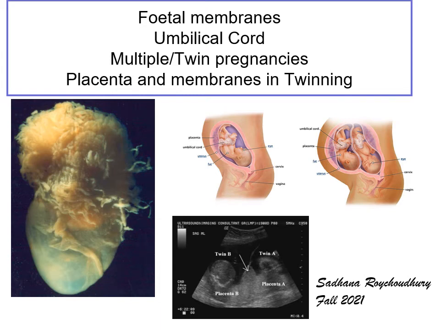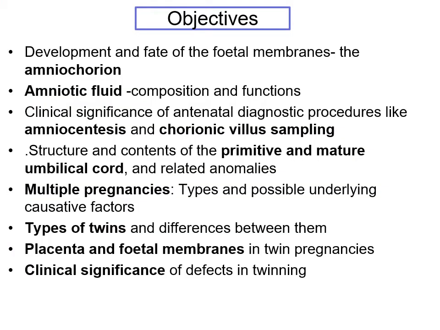So now in this class we continue with what we started last time. That is, we saw the structure, function, and development of the placenta. Now we look at the development of the fetal membranes, the amnion and chorion and their fate, and we will also look at the structure and development of the umbilical cord and learn how multiple or twin pregnancies can occur and what happens to the placenta and membranes in twin pregnancies. So these are the objectives.